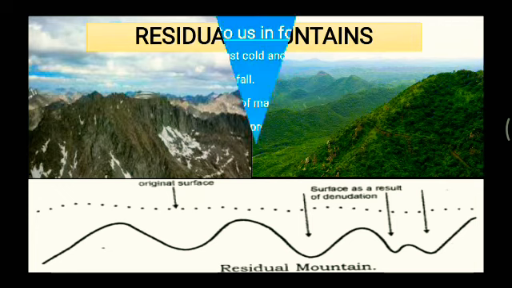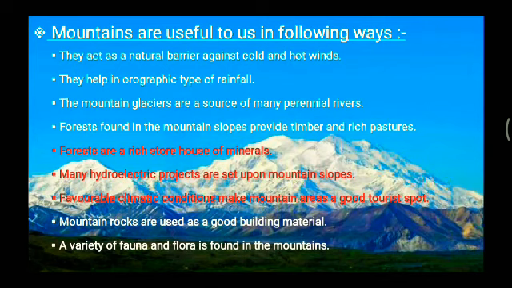Now as we have discussed these different types of mountains, we know how very useful mountains are to us. So what are the usefulness of mountains? First, they act as a natural barrier against cold and hot winds. They act as a border, a barrier, preventing the cold and hot winds. Now, they help in orographic rainfall. What is this orographic rainfall?